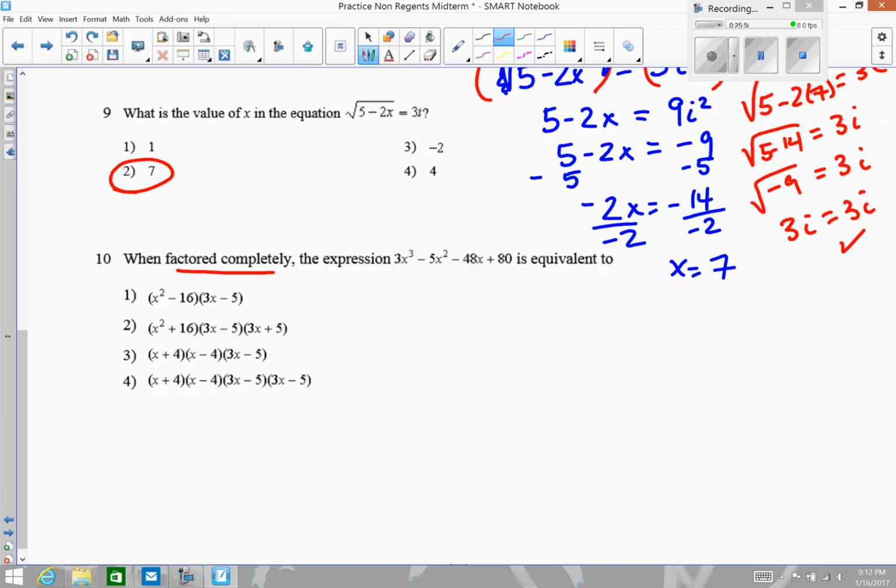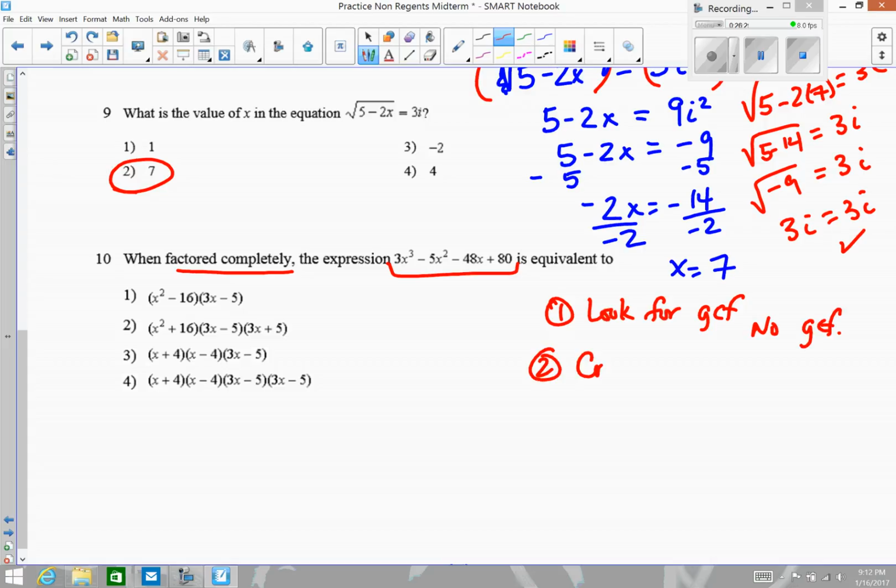We want to completely factor this polynomial. So my first step for factoring is to look for a GCF. And let's see, 3, 5, 48, and 80. 3 is my smallest number, but 3 does not go into 5. So no GCF that's a constant. Let's look at x's. First 3 terms have an x, but the fourth term does not. So no common factor, no GCF.